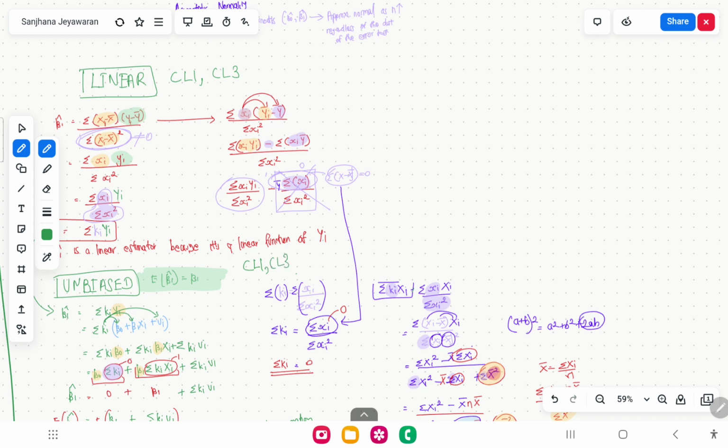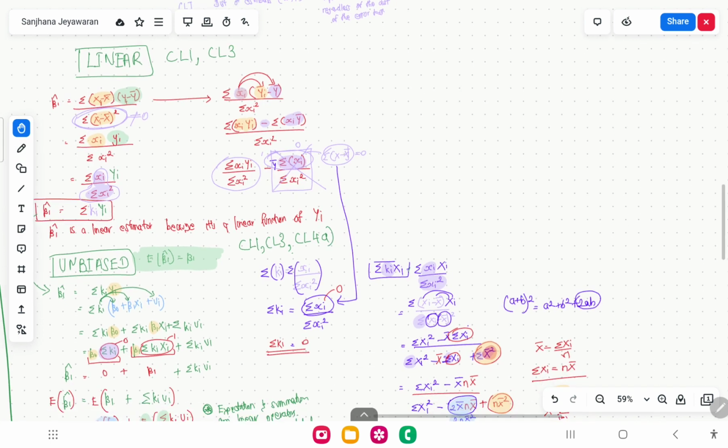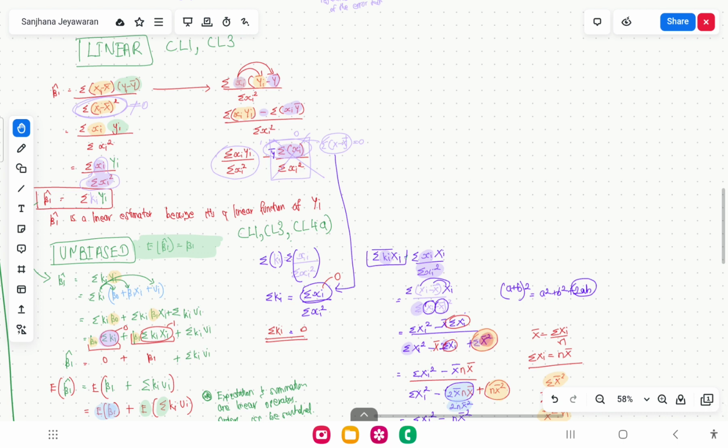Other than that, we are using CL4 as well, saying that Xers are fixed in repeated sampling. In slide 30, there is a question asking, does the property of unbiasedness tell us how good the estimate we obtain from a sample is? Actually, no. The property of unbiasedness is like a theoretical concept, so it only tells us whether certain conditions, that is CL1, CL3 and CL4A, are satisfied or not.